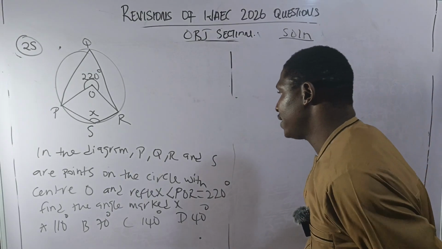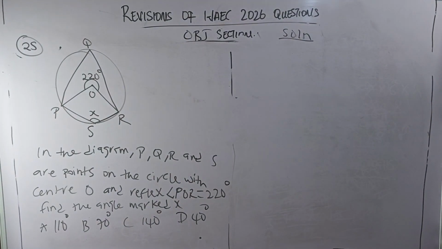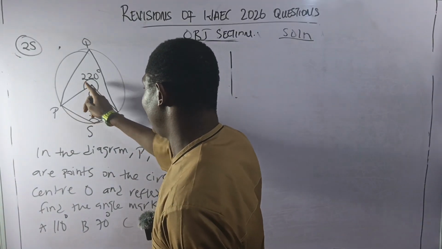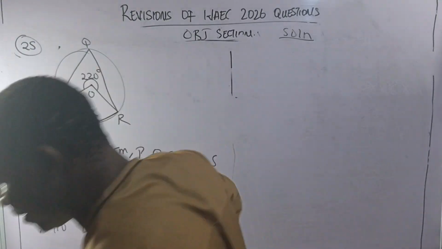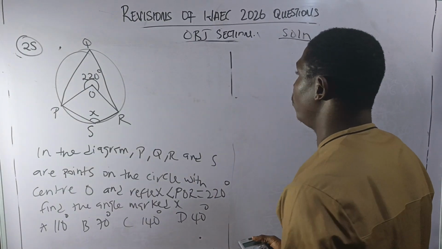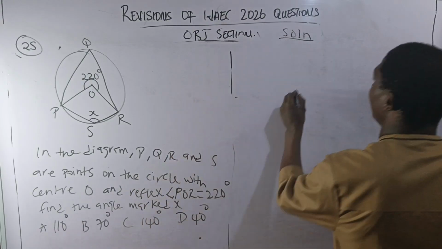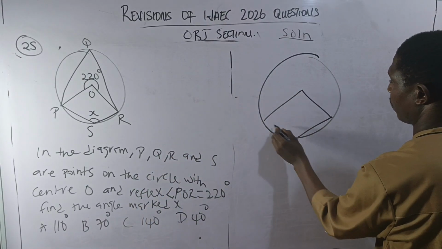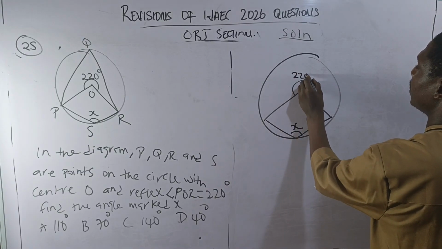Question 25 says, in the diagram, PQ arrow and X are points on the circle with center O, and reflex angle PO arrow is equal to 220 degree. Reflex PO arrow, which is this, is 220 degree. They said find the marked angle, which is X. How do we find our marked angle? To find our marked angle, we can simply, let me redraw and just solve it directly. This is my X. This is my reflex, 220 degree.